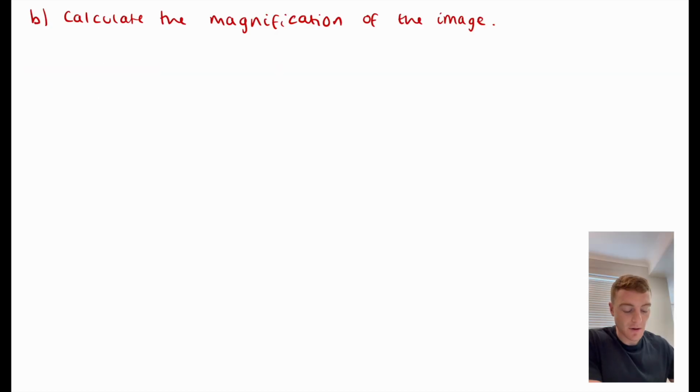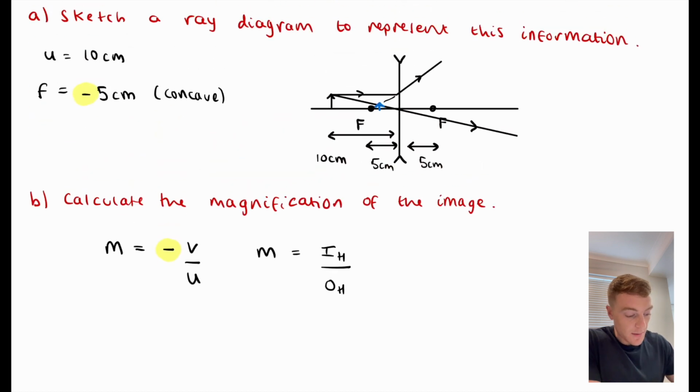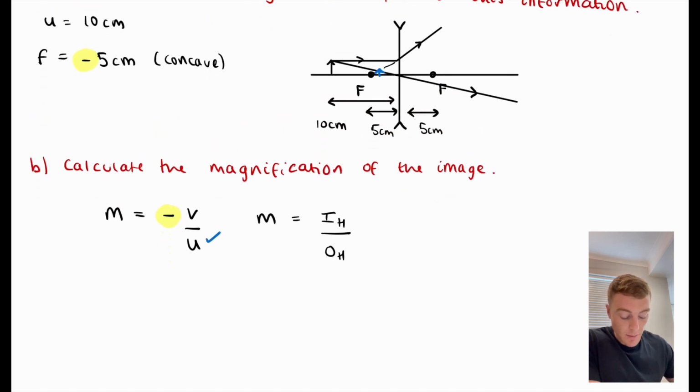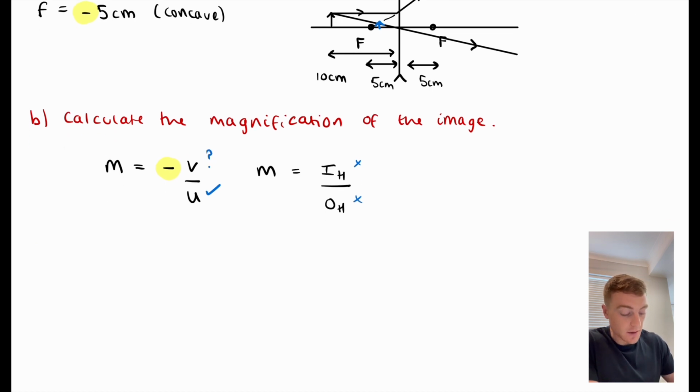Okay, so the next part of the question says calculate the magnification of the image. Well, I know that magnification is either equal to negative V over U, or I can use M is equal to image height over object height. And again, let's not forget that negative sign. Well, in the question, I'm actually given U, but I'm not given image height or object height, and I need to find V. So this sort of indicates I'm going to have to use the formula on the left.